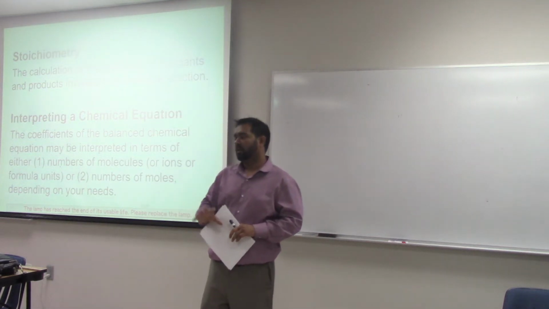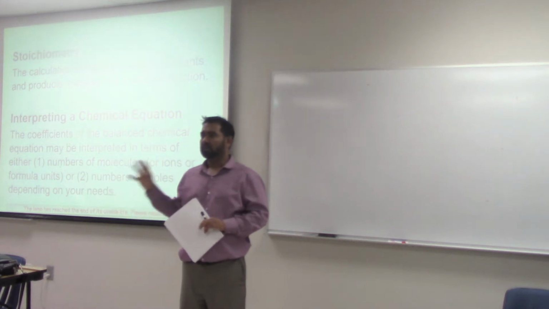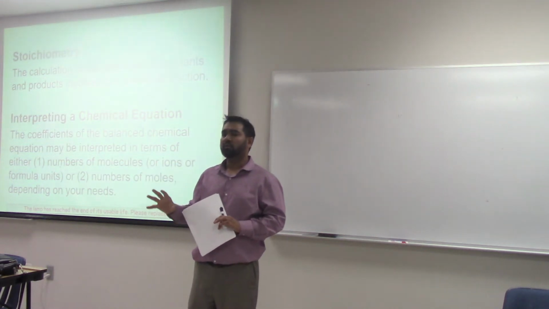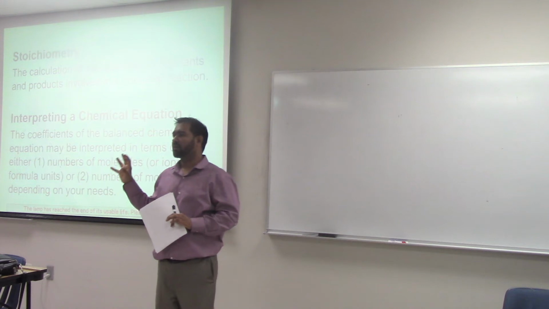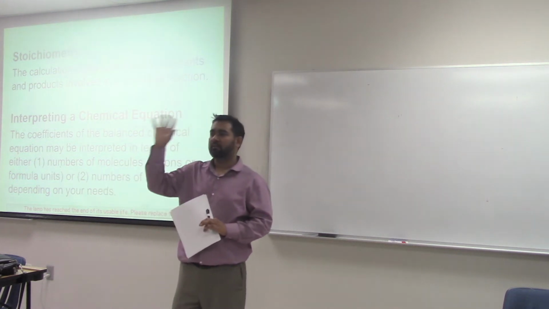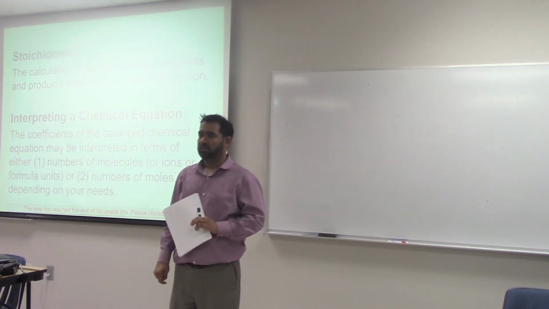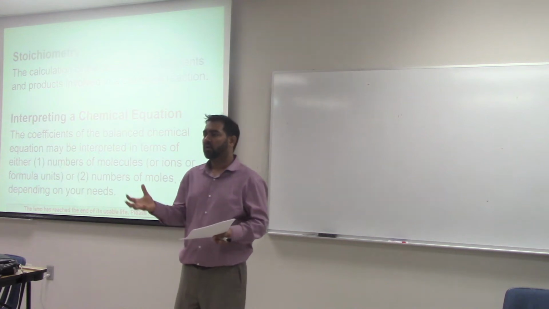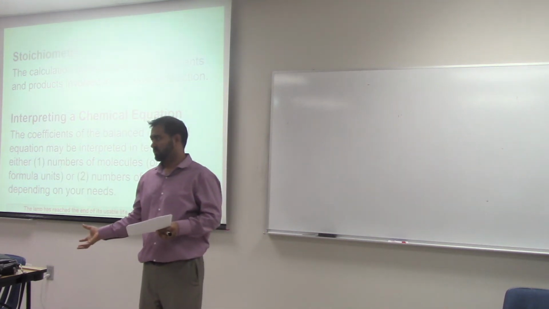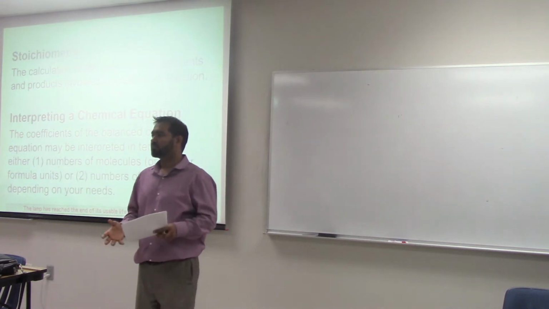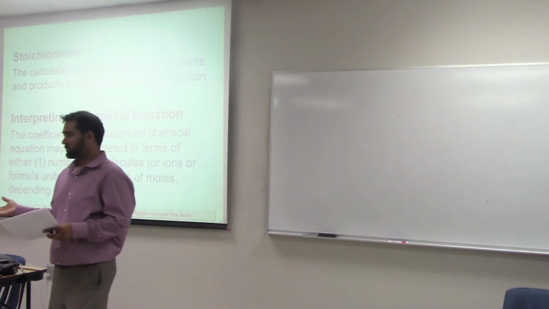So stoichiometry, in a definition, is calculating reactant to product. One is known, other one is unknown. For instance, if you want to know how much product you can get from 10 gram of reactant. You have 10 gram of reactant, you want to know how much product you can produce. That is the stoichiometry that helps you to calculate how much you can produce.